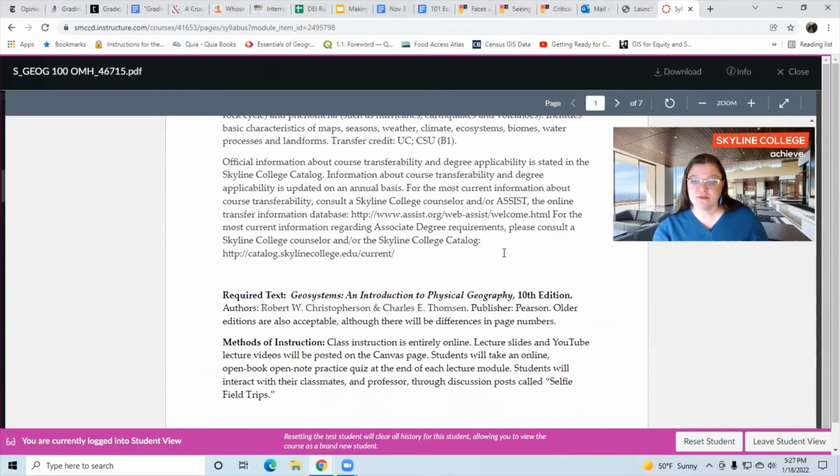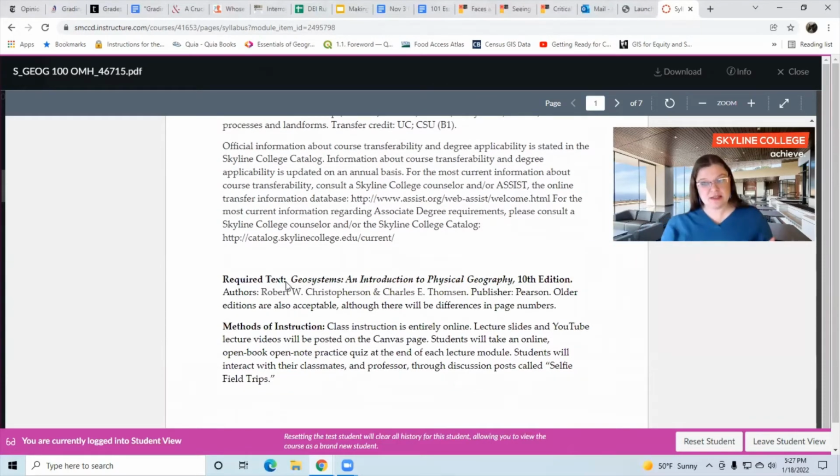Okay. Again, we're using Geosystems by Christofferson, who I've actually met in real life. He's very friendly and wears lots of Hawaiian shirts. Again, feel free to use older editions if that's better for you.